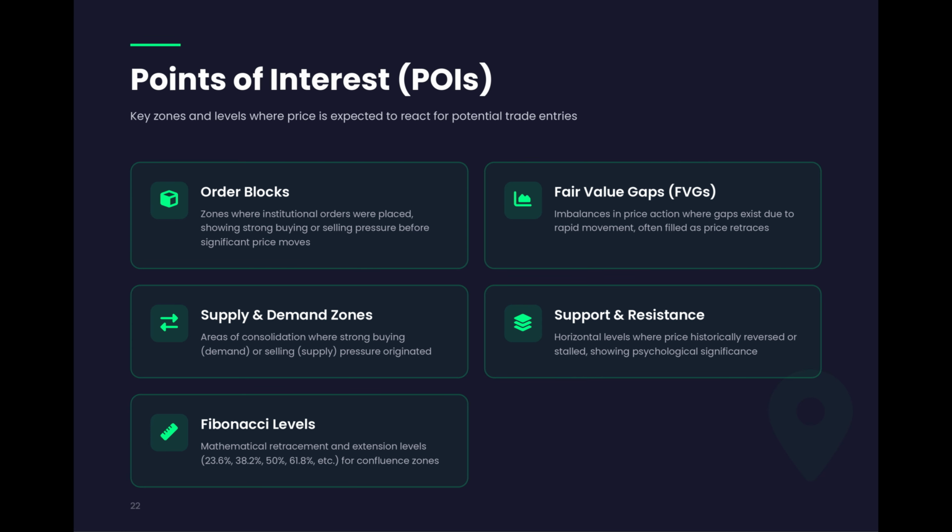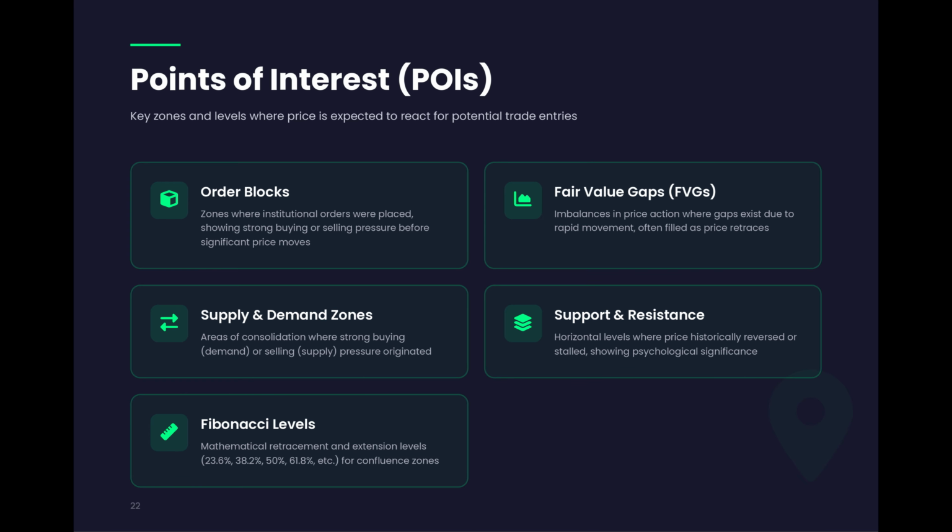Now, third, supply and demand zones. Now, this is rather classic technical analysis, but it remains relevant. These are areas where there was previously a significant imbalance between buyers and sellers, causing a sharp move away. The zone where that imbalance originated becomes a point of interest for future price action. Fourth, support and resistance levels.